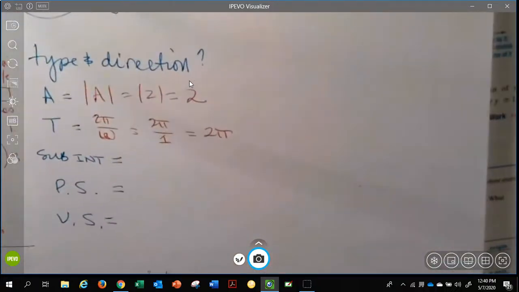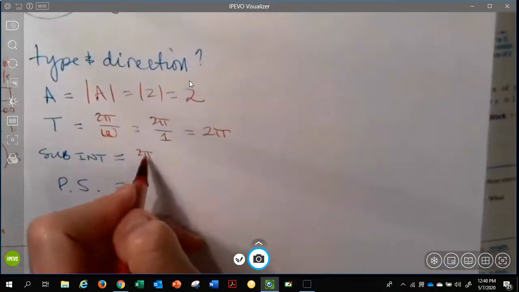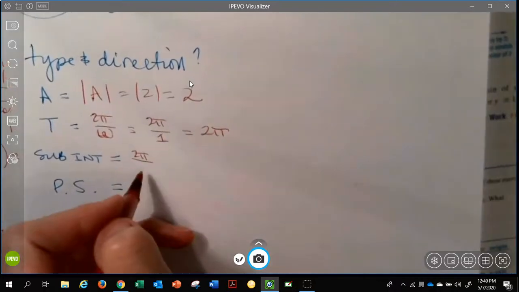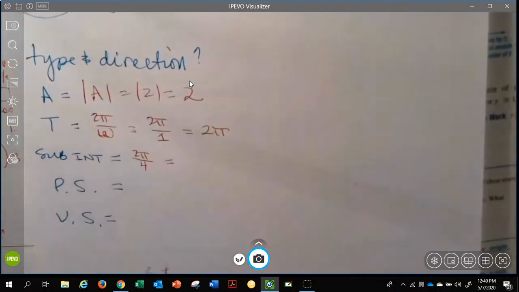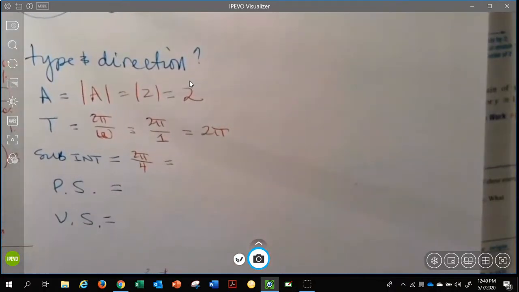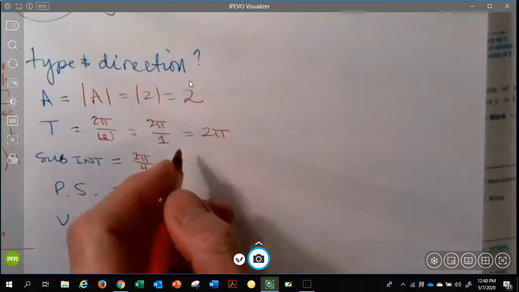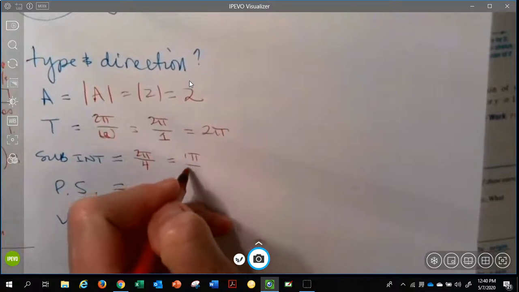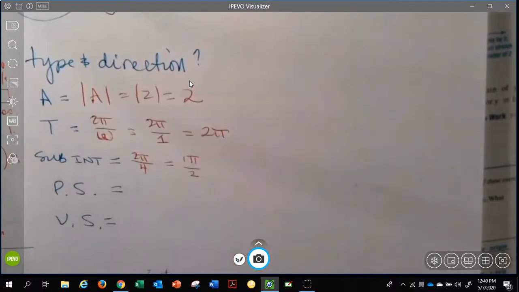So that's going to be my format. But I've also asked you to talk about subintervals, to take your period and divide it into 4 parts. To me, this is critical. It is very important to help wrap your brain around what's going on in this graph. And when I take my period and divide it by 4, I get a 1/2 pi. So I've got something very key going on every half pi.